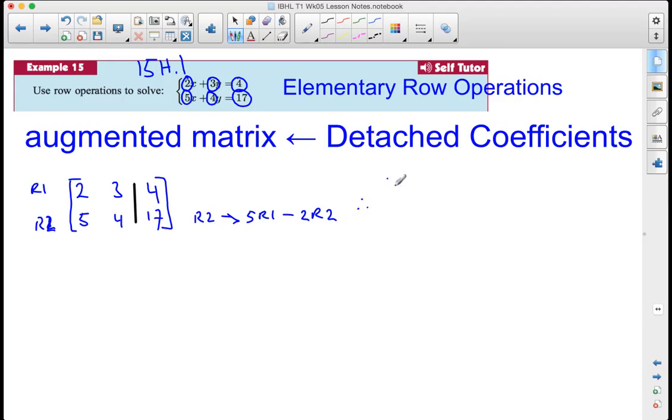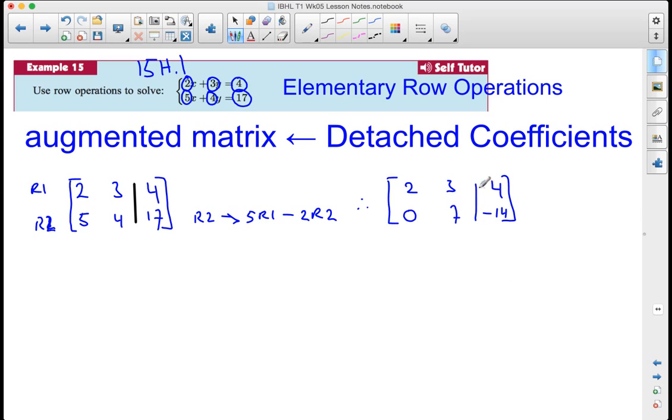When we do that, the top row does not change because we didn't do any operation on that. But the bottom row will become, well, 5 times 2, take away 2 times 5, 0. 5 times 3, 15, take away 2 times 4, that's 8, 15 take 8, 7. And 5 times 4, 20, take away 2 times 17, which is 34, it's negative 14. So there we have it.